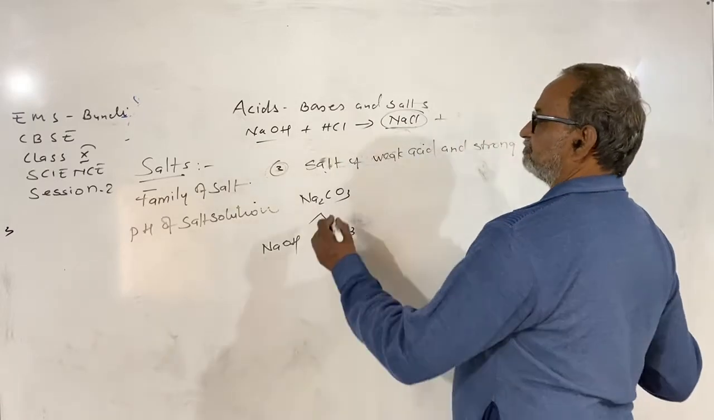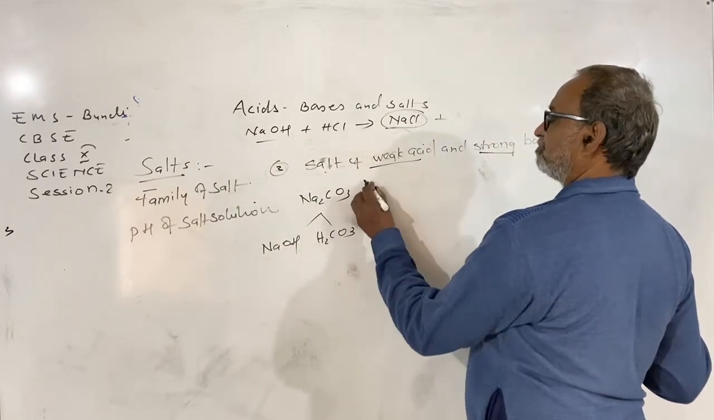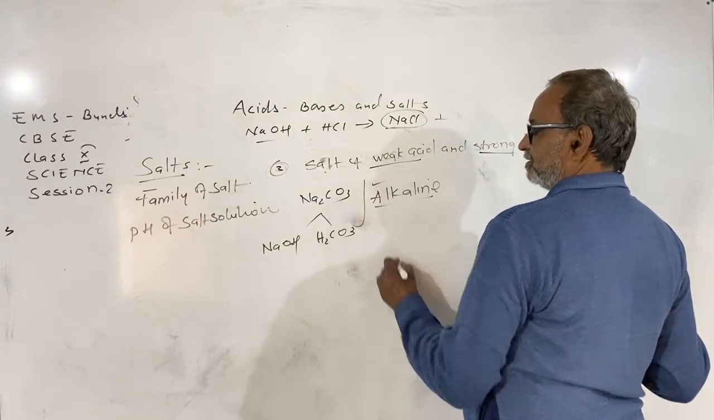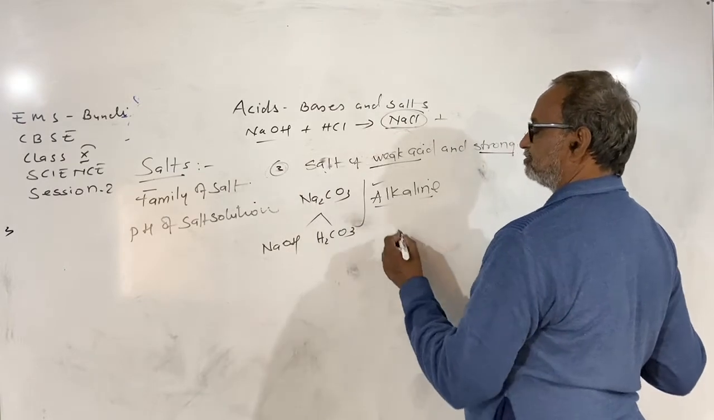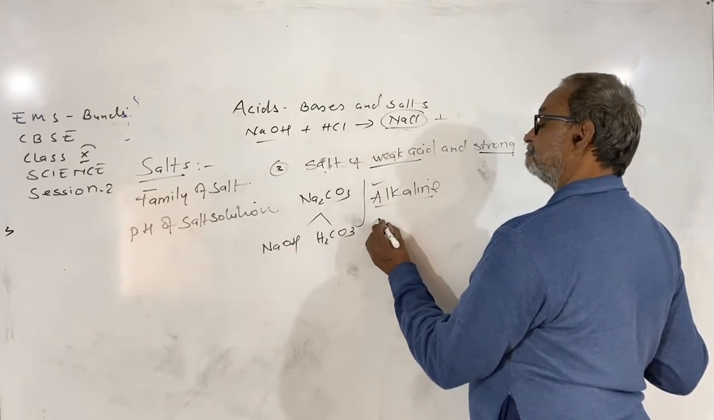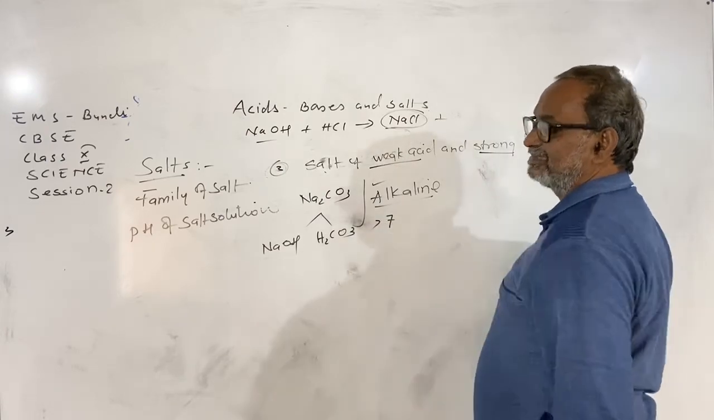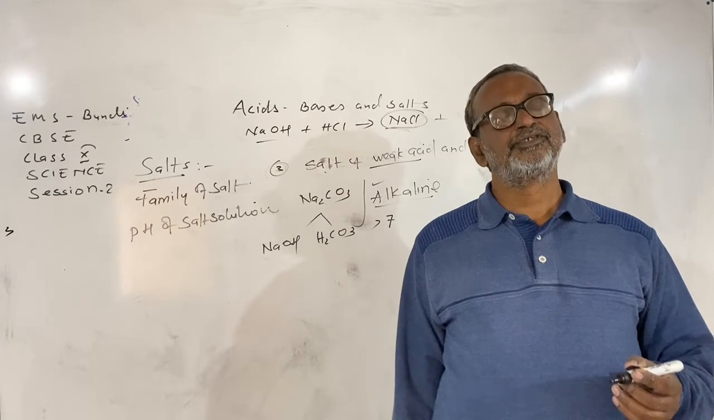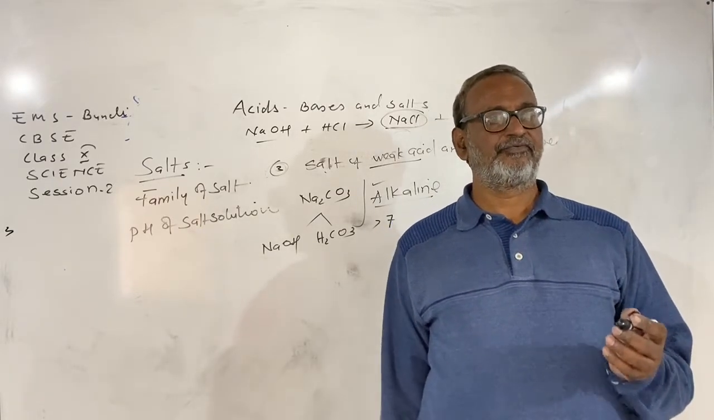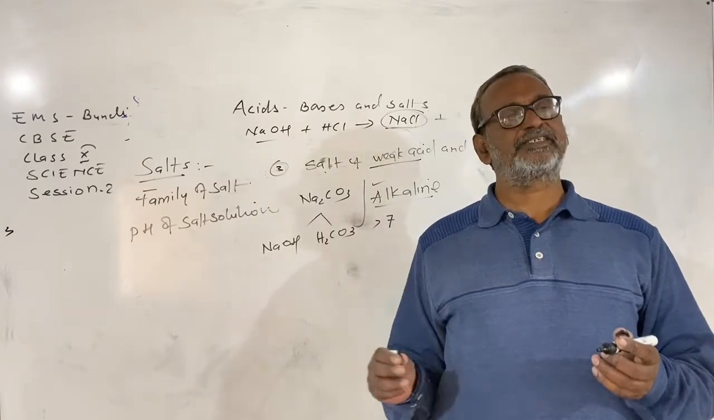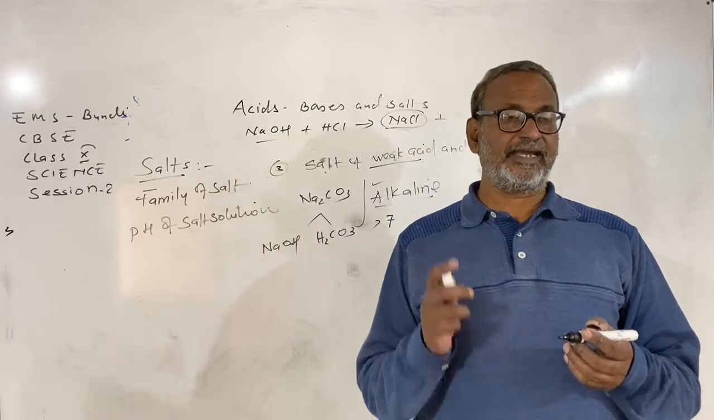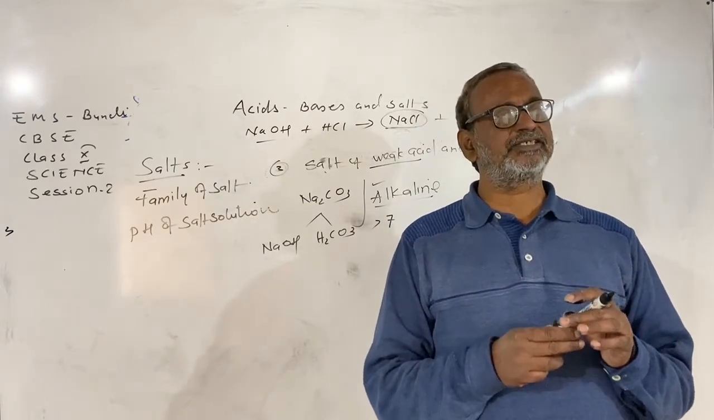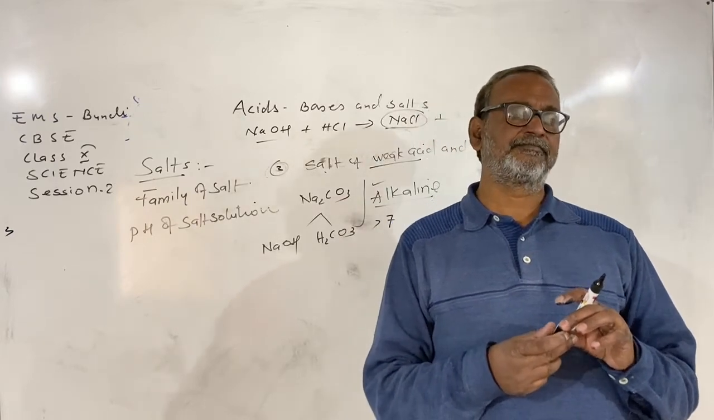Remember, the solutions of salts of weak acid and strong base are alkaline in nature, and the pH of solutions of these salts is greater than 7, and they turn red litmus blue. Solutions of salts of weak acid and strong base are alkaline in nature. They turn red litmus blue, and the pH of solutions of the salts is always greater than 7. That's all for today.